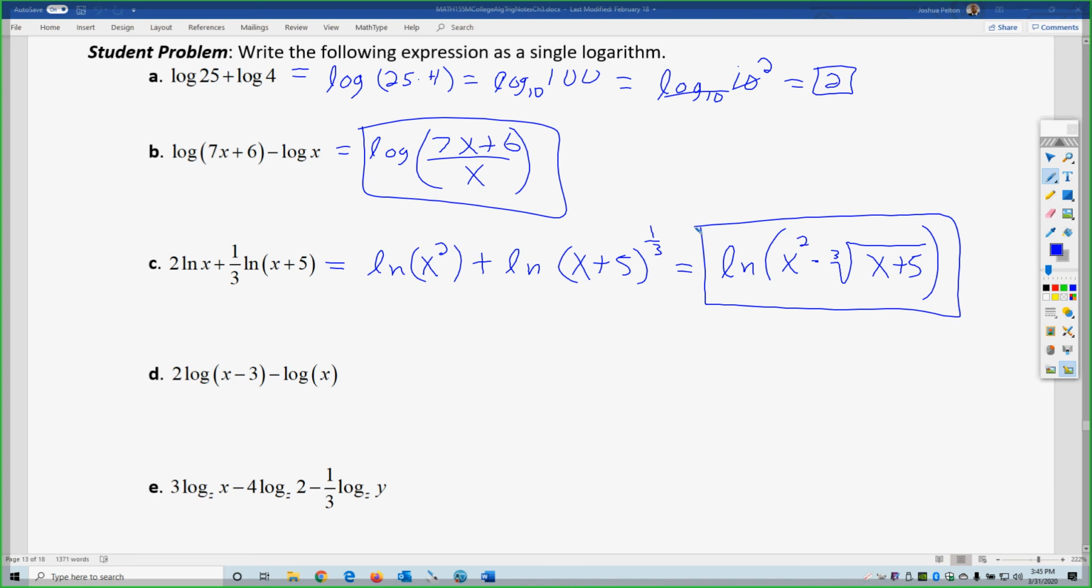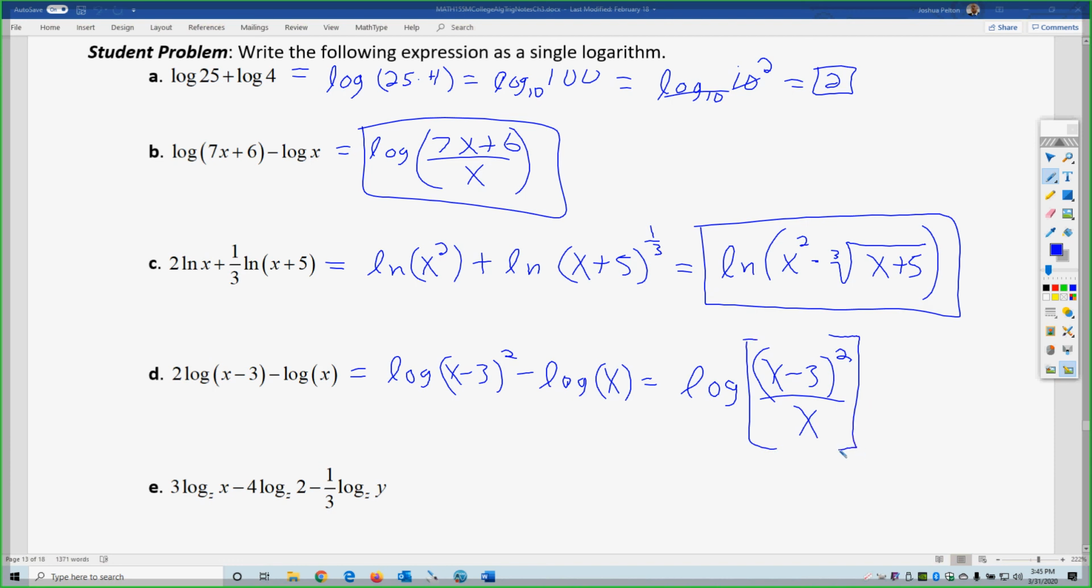Okay, next one has a couple different things. There's a quotient and a power. Need to do the power first. So this is log of x minus 3 to the second power minus log of x. Now we can do the quotient property. So we have log, which is common log base 10, we don't need to write it here though, of x minus 3 to the second power over x. And we'll put it in brackets since we already have parentheses, and that is our singular log answer. All right, let's move it up a little bit so we can do the last one.